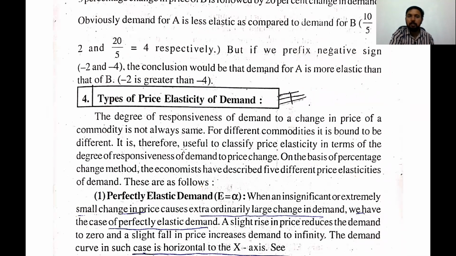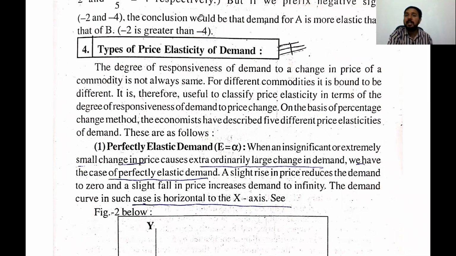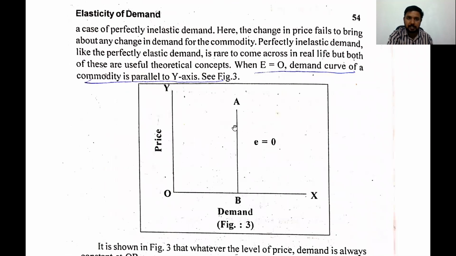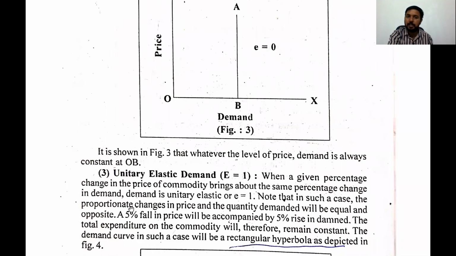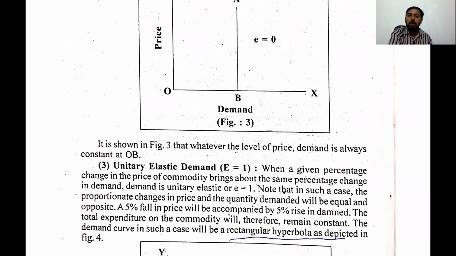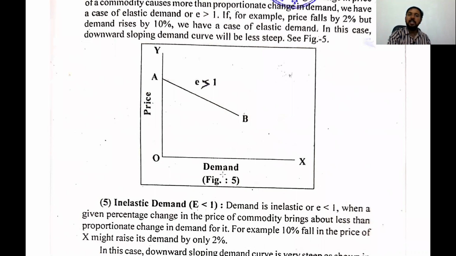After that, we were discussing the types of price elasticity of demand. In the types, we already have discussed perfectly elastic demand. Then we discussed perfectly inelastic demand, where elasticity is zero. Then our last point of part one was unitary elastic demand. So what is unitary elastic demand? When there is an equal change in the price and the demand of the product, then we can say it is a unitary elastic demand. In this lecture, we will start with our fourth type, that is inelastic demand.